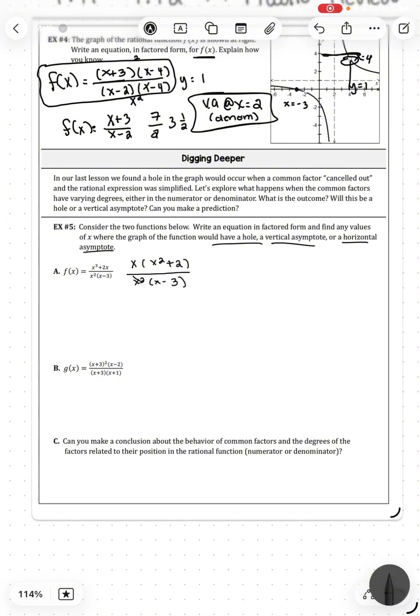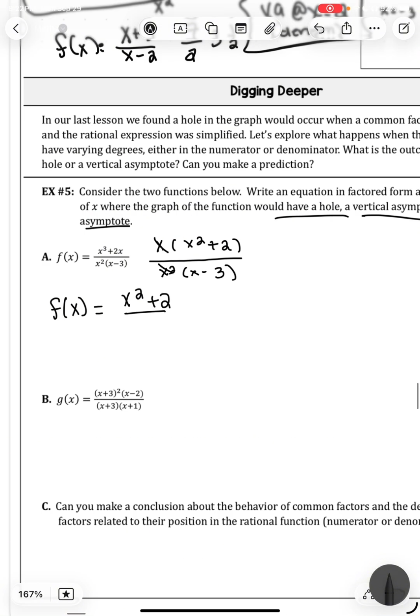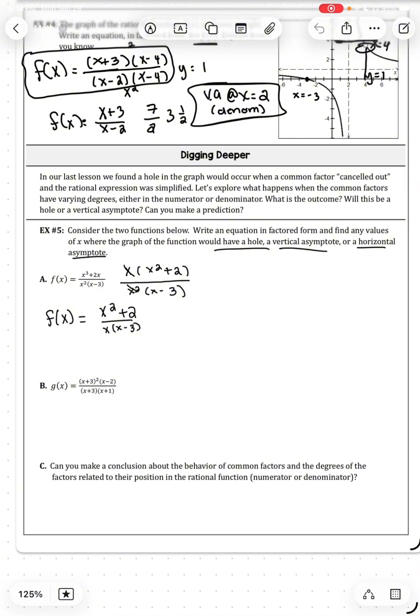And then our x's cancel, and we're left with f of x equals x squared plus 2 over x minus 3. Now we move on to find our holes. This equation has no holes whatsoever, okay? Because nothing cancels out, so there are no holes. In this case, they don't exist.